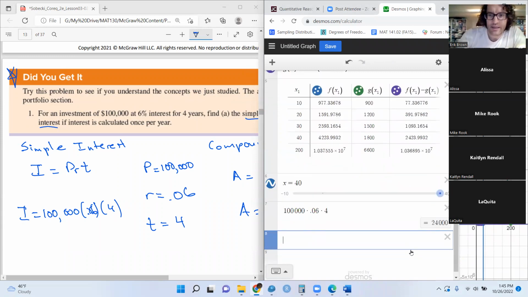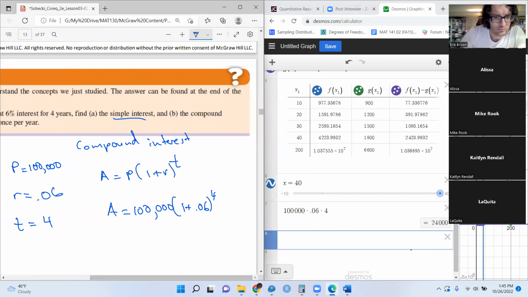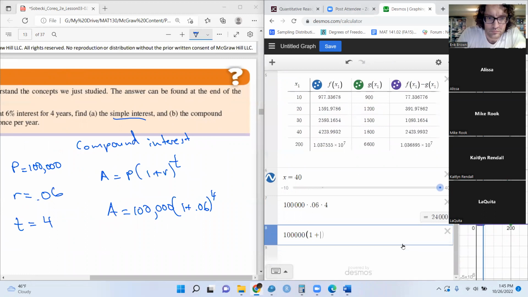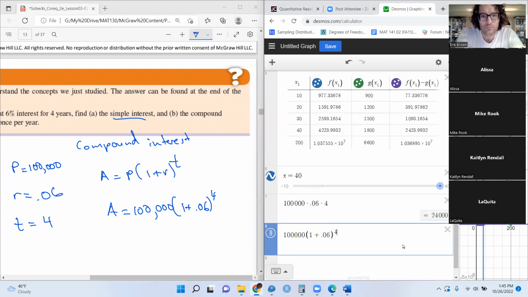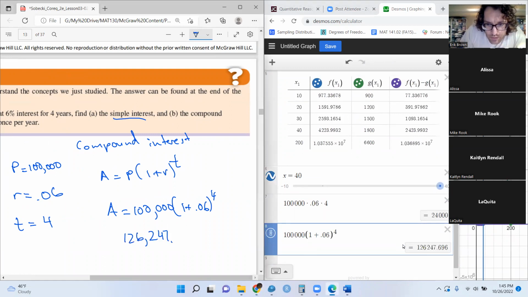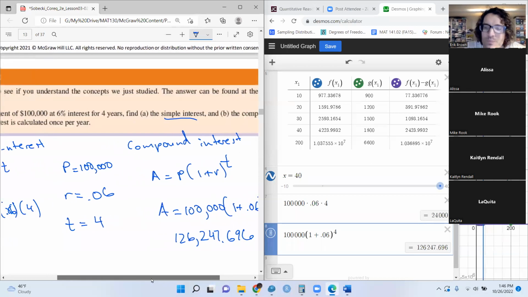So for the simple interest, I get that you earn $24,000. For the compound interest, I get that you earn $126,247.696. Is that correct? Have we answered the question?